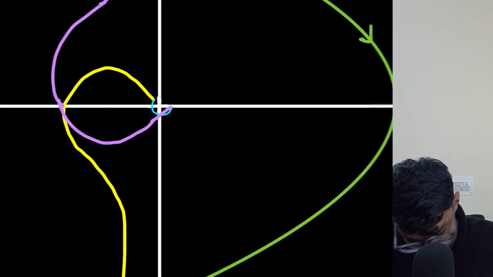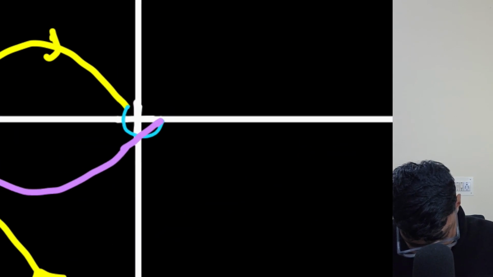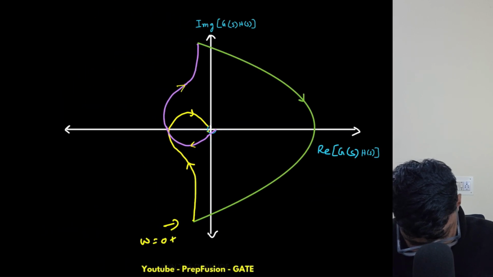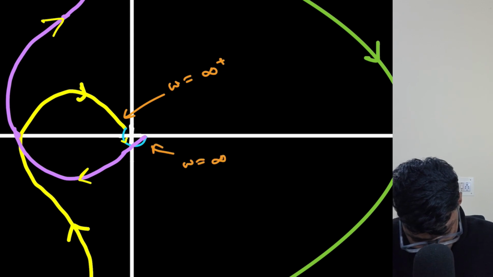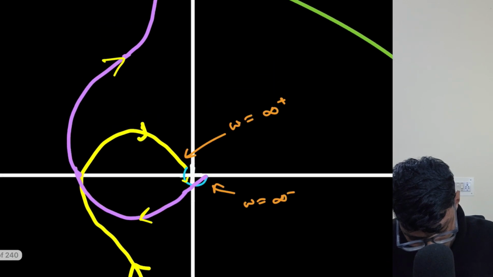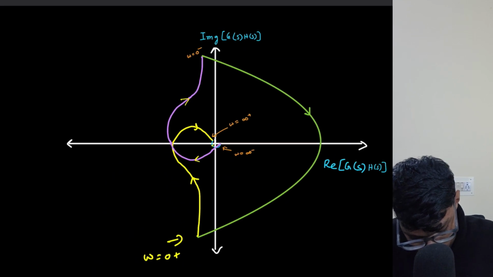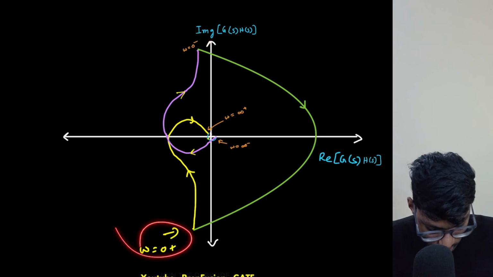So my polar plot goes like this, then it goes like this, and it goes like this and like this, right? So basically, what is this point? This point is omega equals infinity plus. This point is omega equals infinity minus, and this point is omega equals 0 minus basically. So it starts from this 0 minus point and ends at this 0 plus point, right?